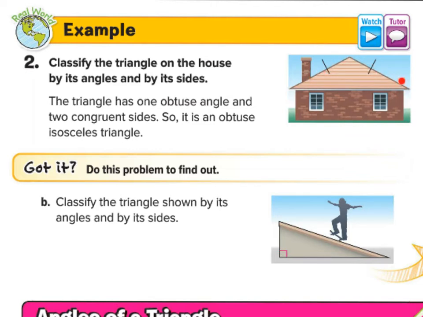And then over here, this angle looks to be congruent. The same. So what do we have? The triangle has one obtuse angle right there and two congruent sides. So it's an obtuse isosceles triangle. Isosceles because one of the angles is isolated. One of them is on its own while the other two are the same. So two angles are the same while one is different. So it's obtuse isosceles triangle.